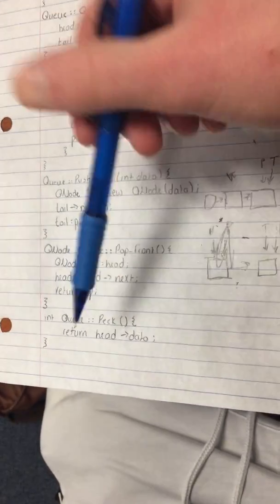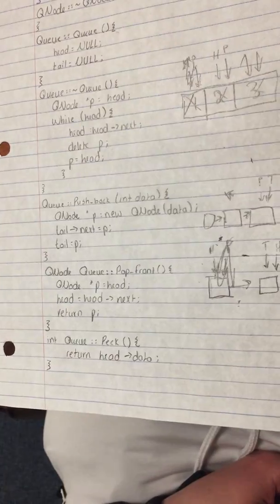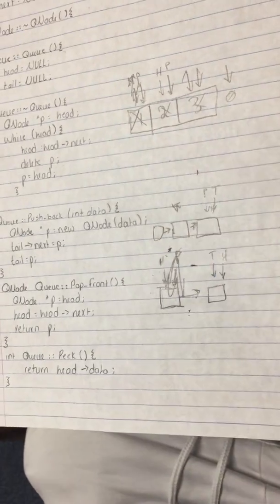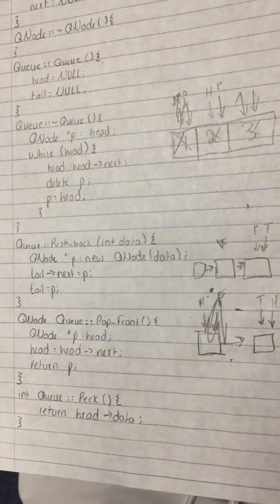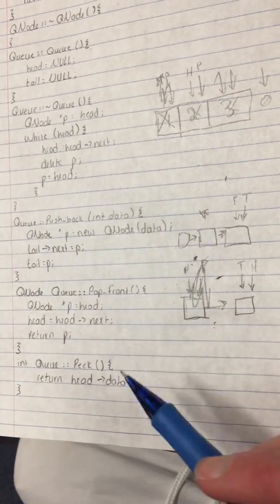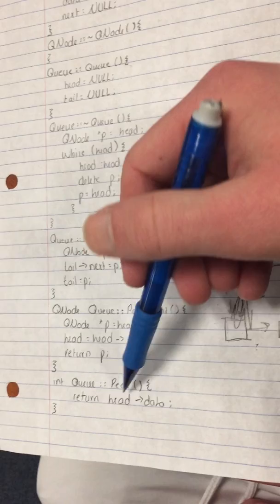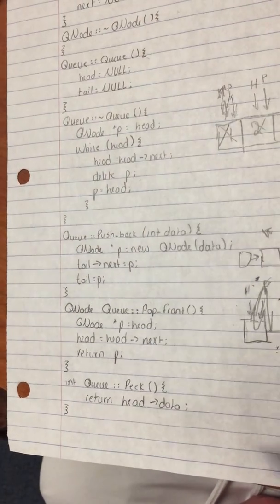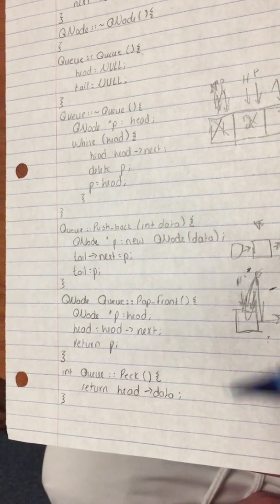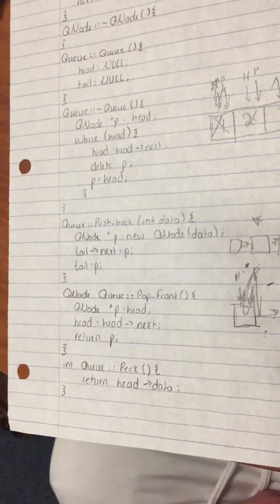And so next we got peek, which is just going to take that first element and return it. So it's essentially pop without the remove part. So we just return head data, which is just going to return the data associated with the first element, which is the part that we're interested in.